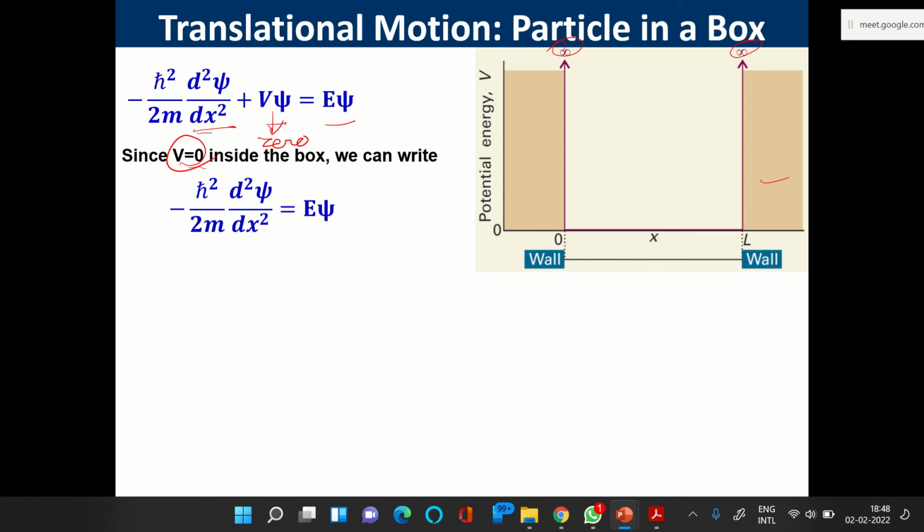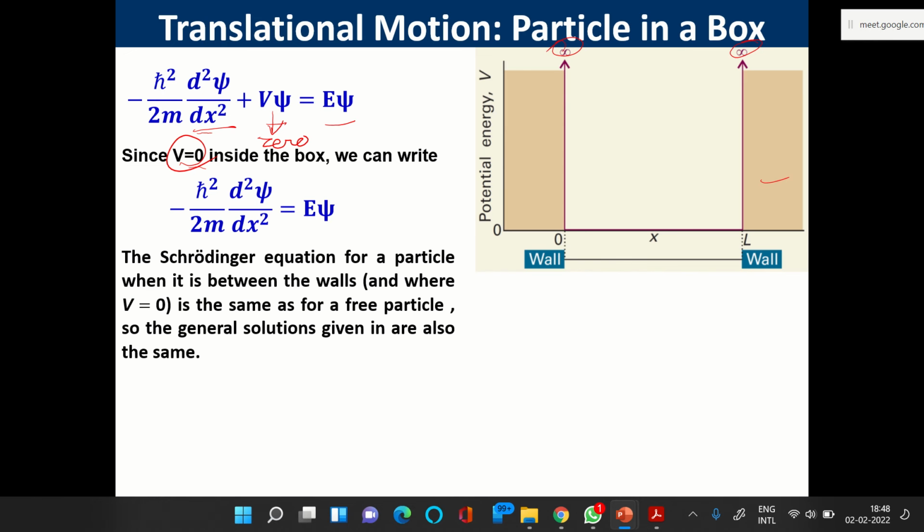This reduces to zero, and you are left with only this term, the kinetic energy term. To describe the energy, you only need this differential equation. So the Schrodinger equation for a particle between the walls, compared to a free particle, the nature of the equation appears to be the same. So the general solutions will be of the same type.